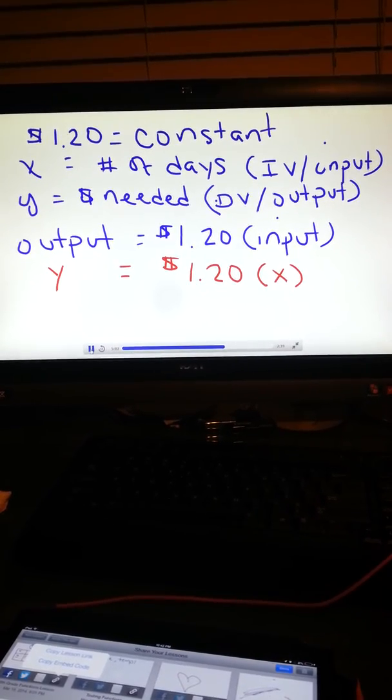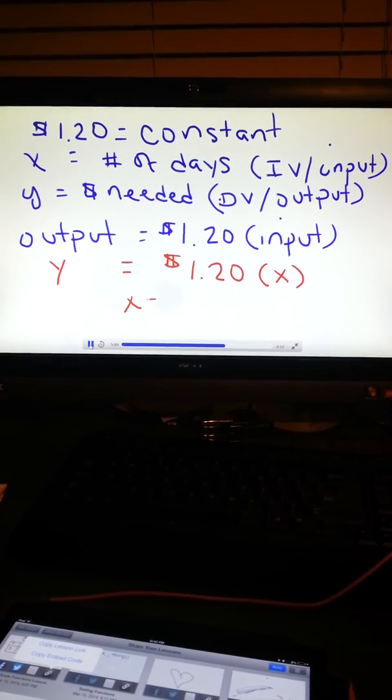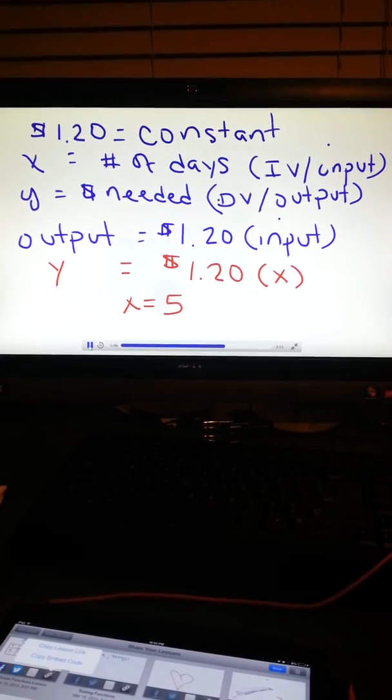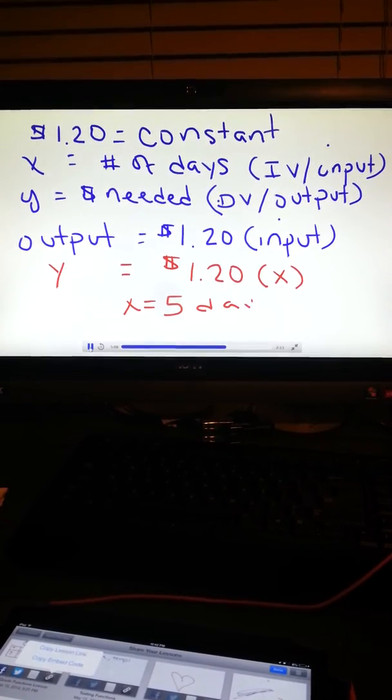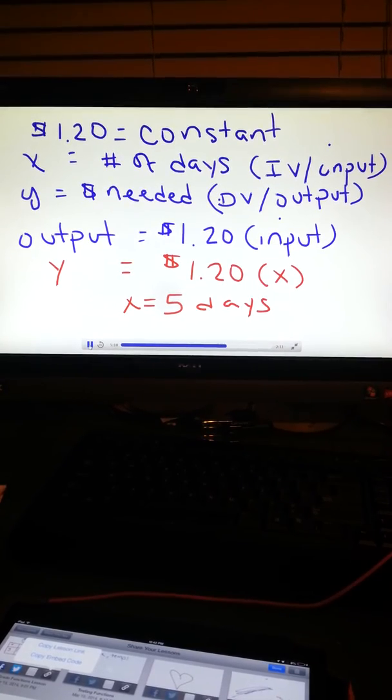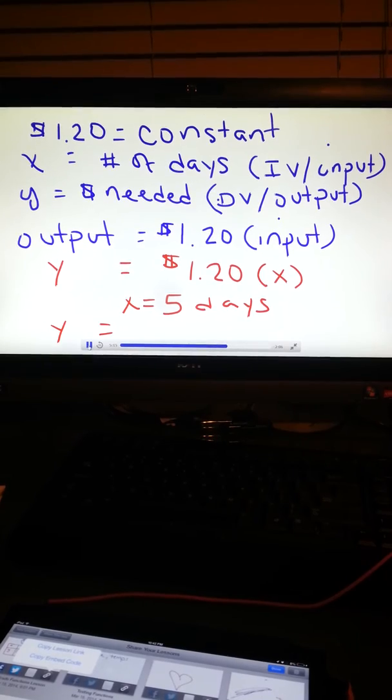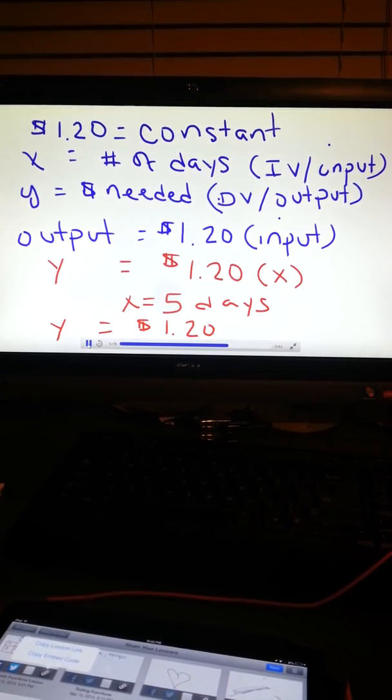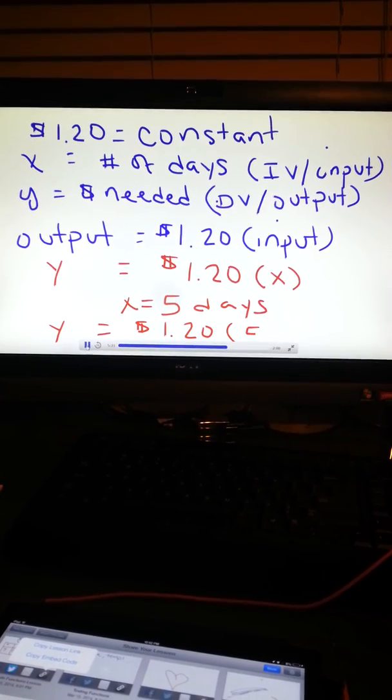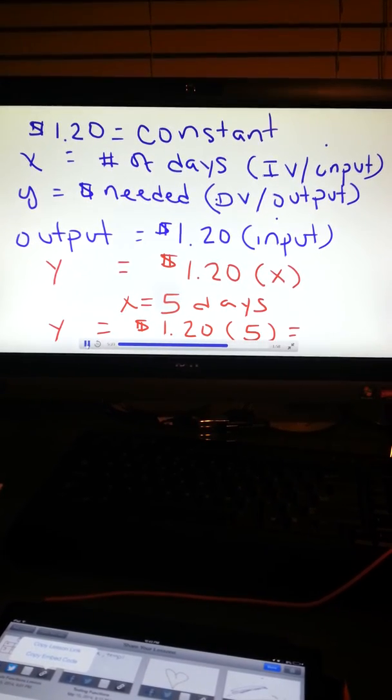In our problem, X is represented by 5, which is the number of days, 5 days. So in solving this problem, to figure out Y, which is the total cost, all we would need to do is simply multiply $1.20 times 5, which would give us the total of $6.